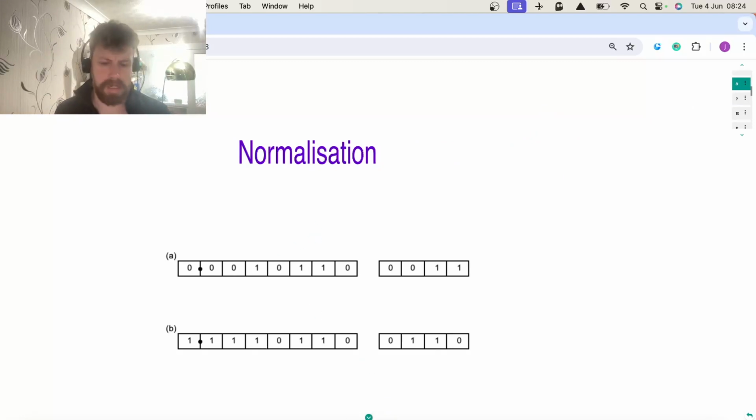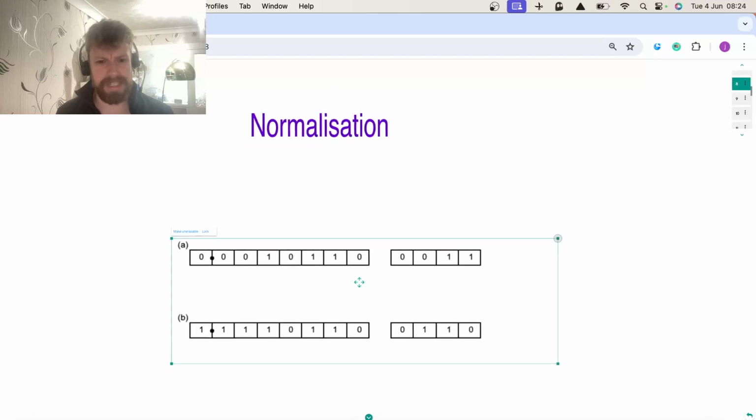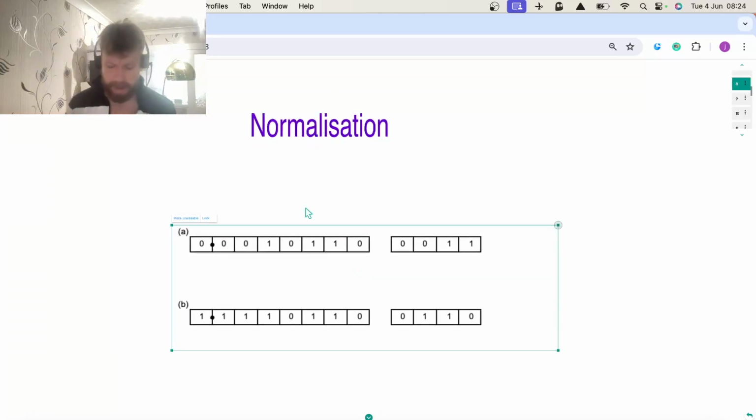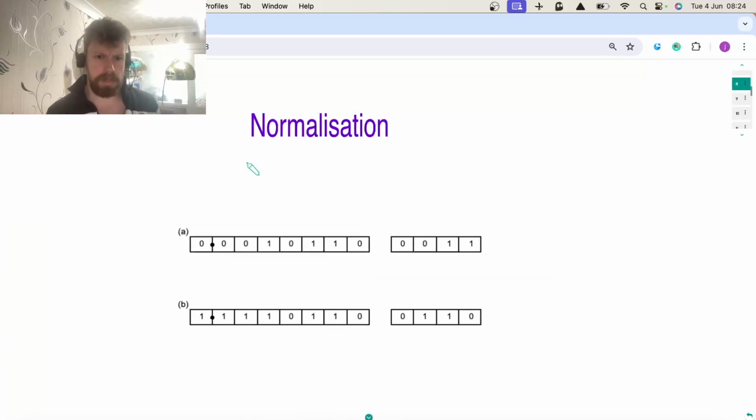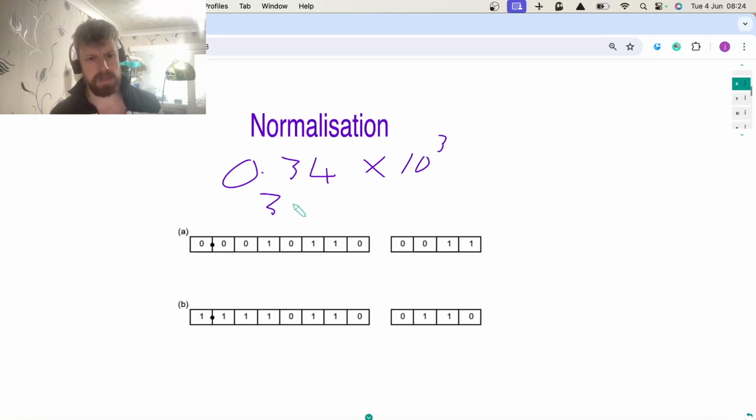Okay, so normalization. Normalization is the idea of essentially if we have a number here, 0.34 times 10 to the 3. What happens here is this number isn't actually normalized until it becomes this. Because I've moved the decimal point to here, I actually need to make this one smaller, which is going to be times 10 to the 2, okay?